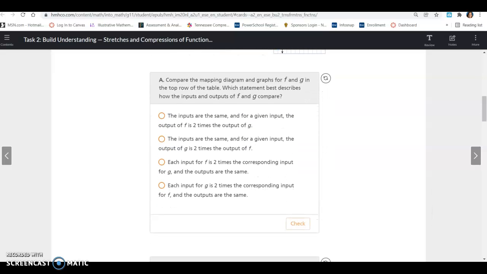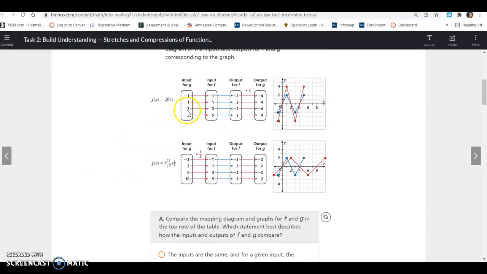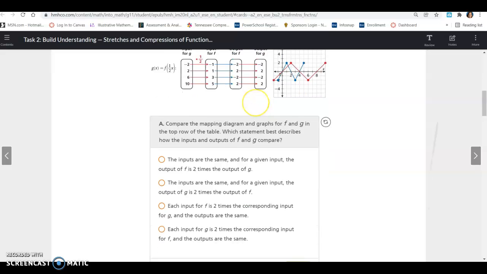All right, so let's see what the questions say. Compare the mapping diagram and graphs for f and g in the top row of the table. Okay, top row of the table. Inputs are the same. Outputs are multiplied by 2. So f times 2 equals g.